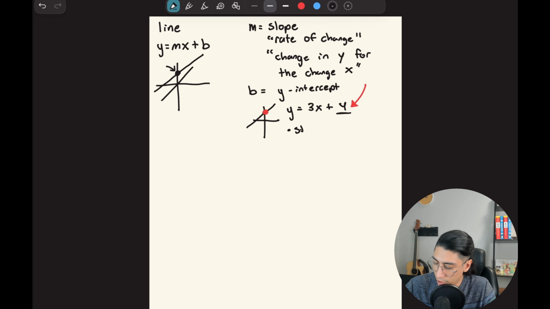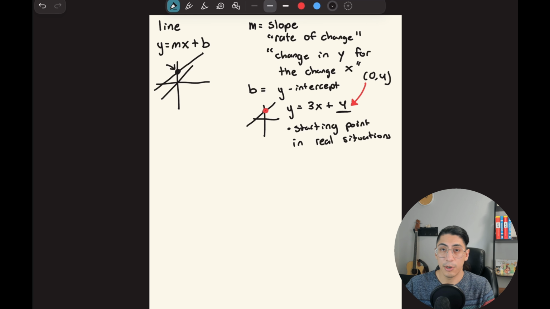Why might it be the starting point? Well, that's because the coordinates for this, at least for this one here, are going to be 0, 4. So my x value here is 0, but in real situations that tends to be our time, or maybe you're creating something like coffee. You're not going to have negative cups of coffee. So we always just start at 0. So it's 0, 4 here. It's often our starting point for real situations.